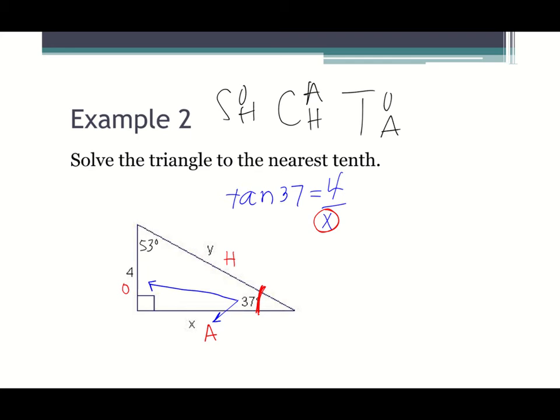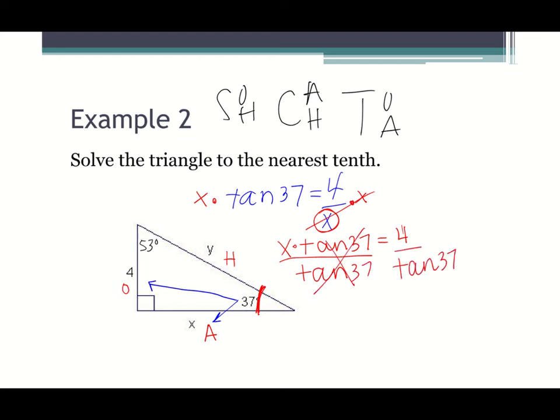Well, what is x? I have to use tangent of 37 and 4, so I have to do the inverse. Here I end up multiplying by x on both sides, so I get x times tangent of 37 equals 4. My goal is to get x by itself, so I have to get rid of this. These two things are being multiplied, so I'm going to divide. So I get x is equal to 4 divided by tangent of 37. In my calculator, I type in 4 divided by tangent of 37, and I end up getting 5.3. So x is equal to 5.3.